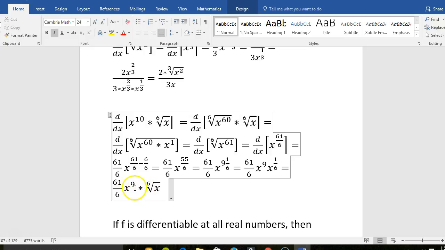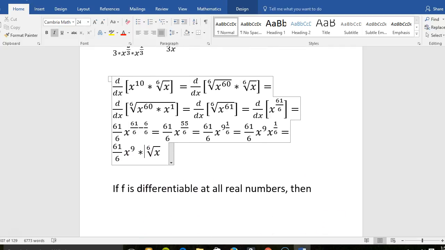Pencil and paper, you can just put a little space between them and it's understood that everything's being multiplied. But because of Microsoft Word, I have to have this times sign right here. It just is what it is. On pencil and paper, you can put this times sign. There's nothing wrong with putting it, but you don't have to. Okay. But anyway, if f is differentiable at all real numbers, then let's move on down.